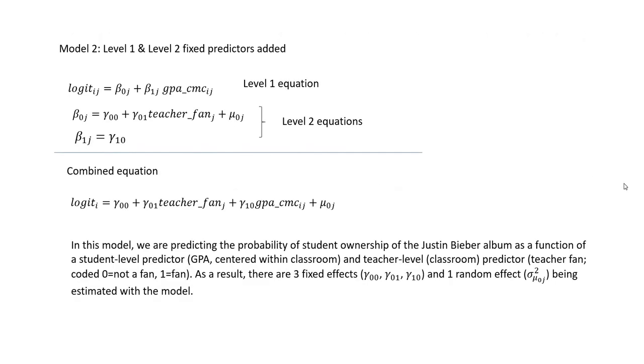Okay, so now let's proceed to a second model. In this one, we're going to add in our teacher fan variable at level 2 to predict variation in the intercepts, the classroom intercepts, and then we're also going to add in our GPA variable at level 1. So this is how we're going to address our question of whether the probability of owning the album varies as a function of students' GPA and also the students' teachers in terms of being a fan or not.